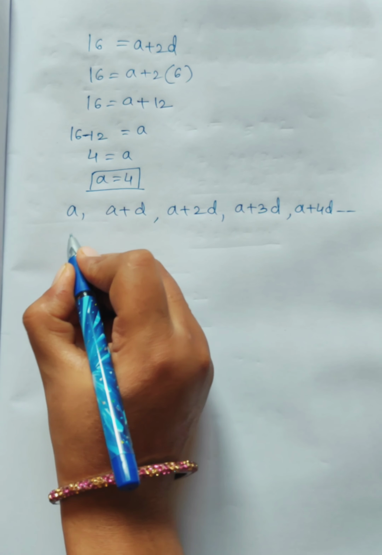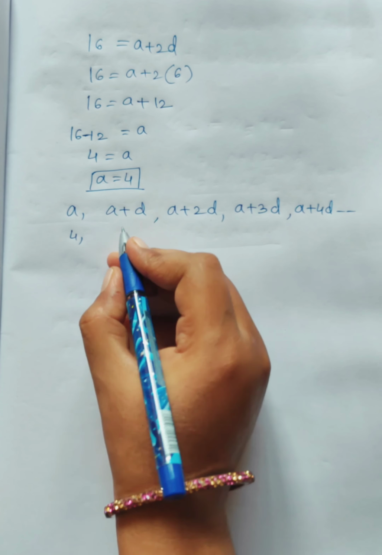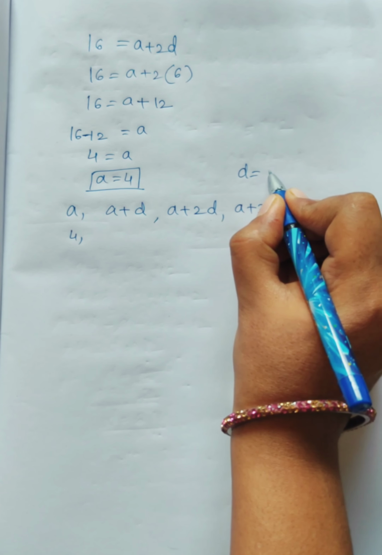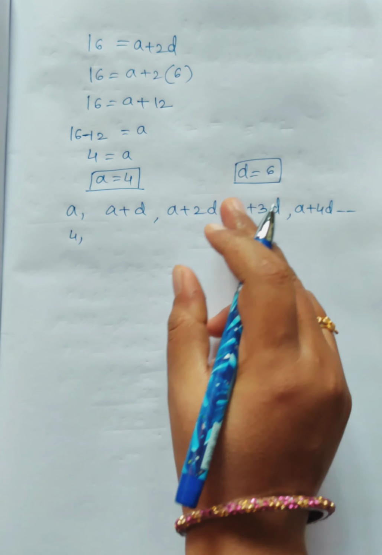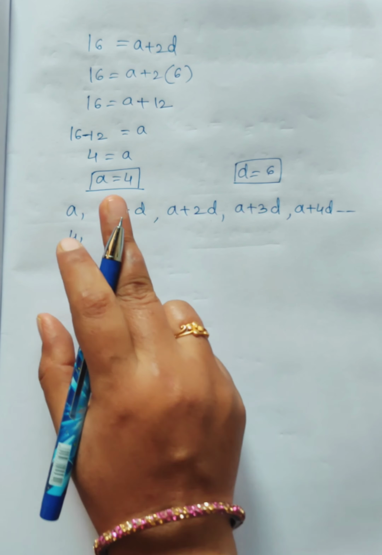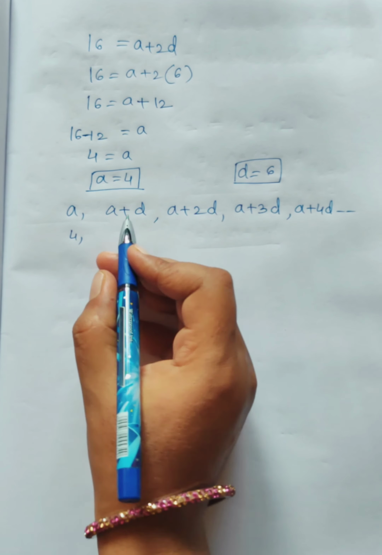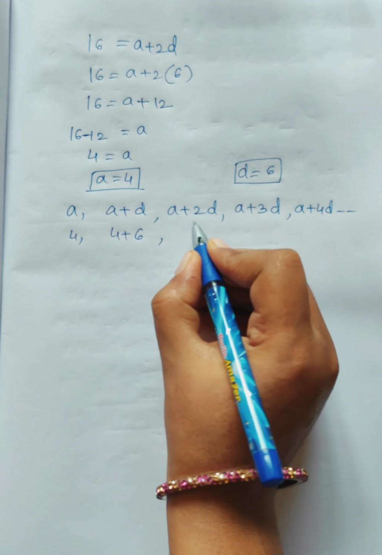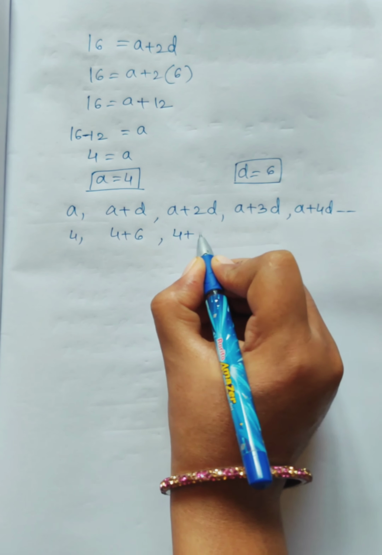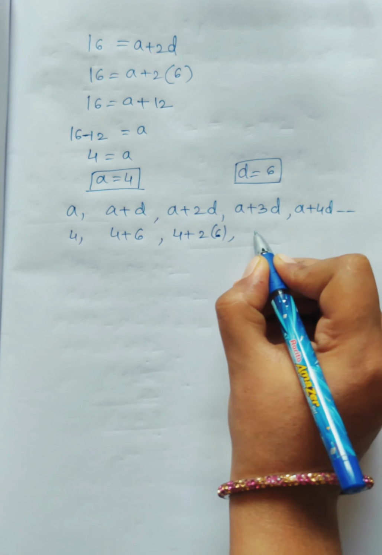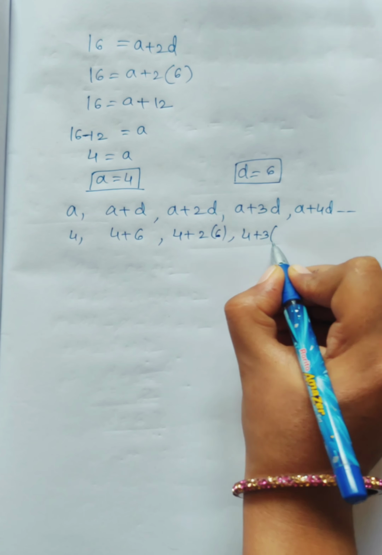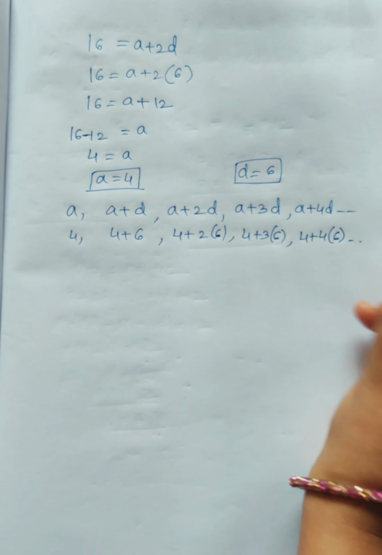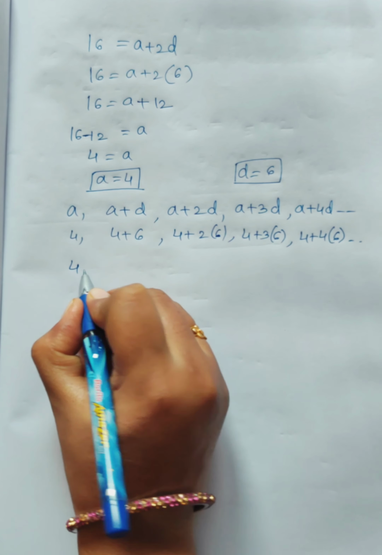So what is A now? It is 4, first term I got. Again A is 4. I am going to write the common difference here, that is nothing but 6. So it becomes easy when we are substituting the values. A is 4 and D is 6. Now A is 4 plus D is 6. Next is A is 4 plus 2 into D is 6. A is 4 plus 3 into D is 6. A is 4 plus 4 into D is 6.